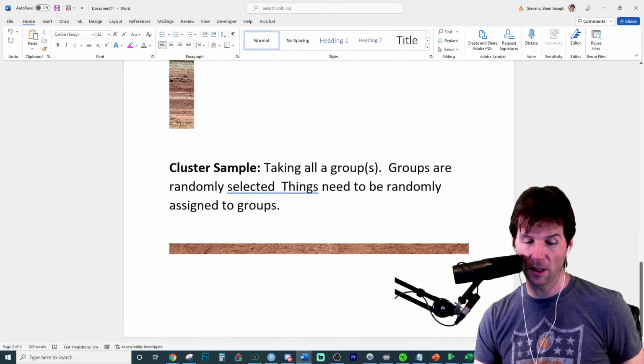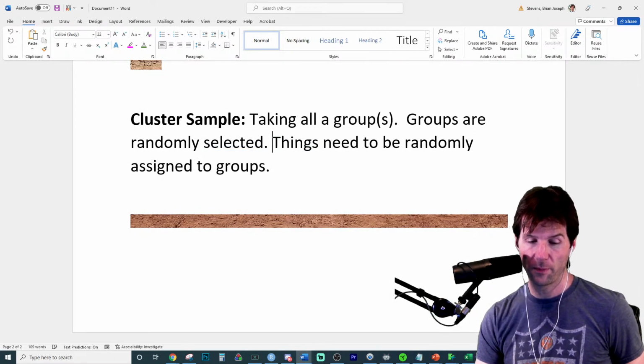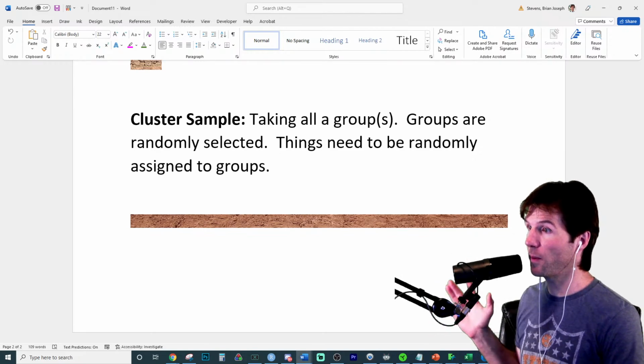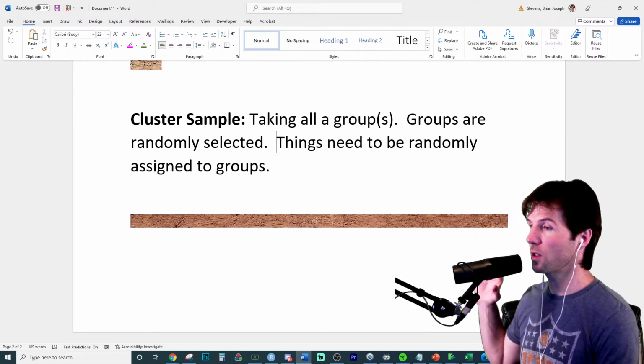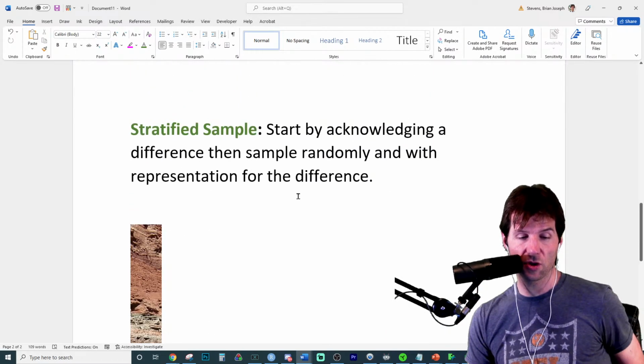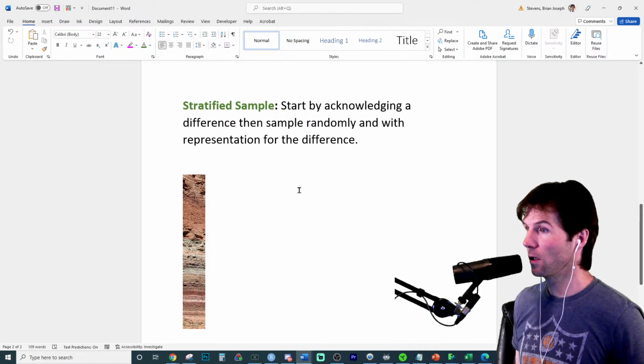So this would not be a good idea to take a cluster sample of this data, because the dirt is not randomly assigned among this. So this would be a bad cluster sample. A cluster sample is when you take all of one group, whereas a stratified sample is when you start by acknowledging differences.